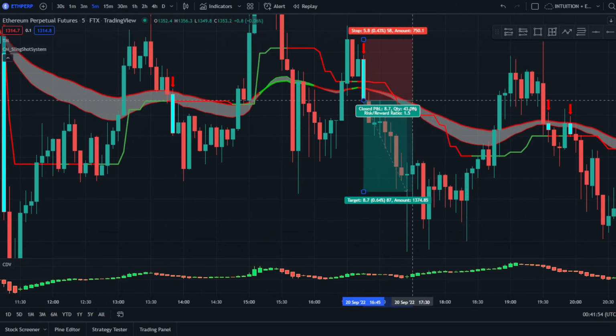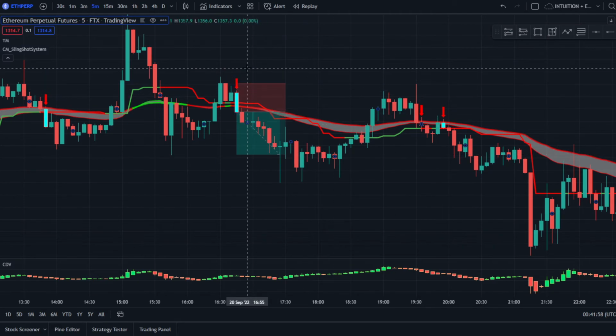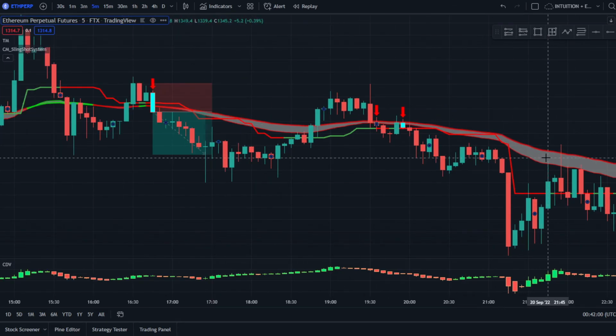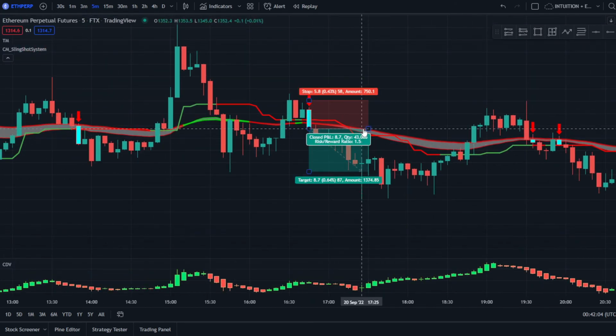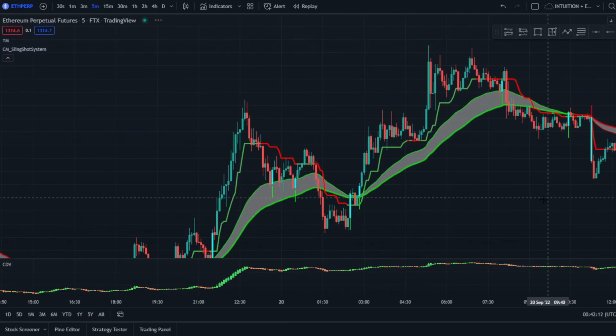So as you can see, it's a relatively simple strategy. It shows you your signal to go long or short, and you can just follow the strategy and you try to minimize your risk. And by having a risk to reward of 1.5, even if you have a 50% win rate, you'll still be profitable. So make sure you just follow the strategy.